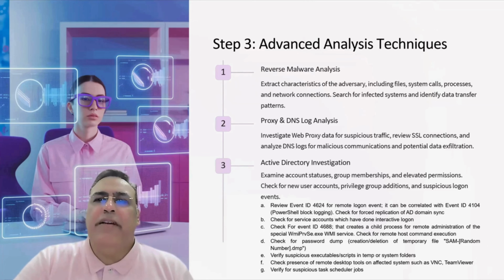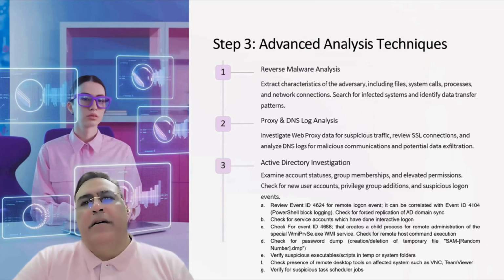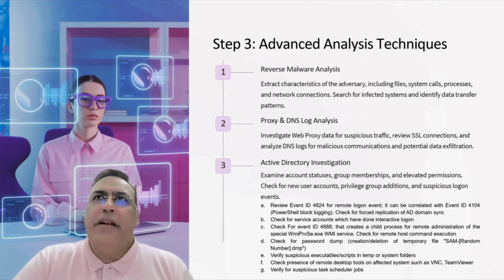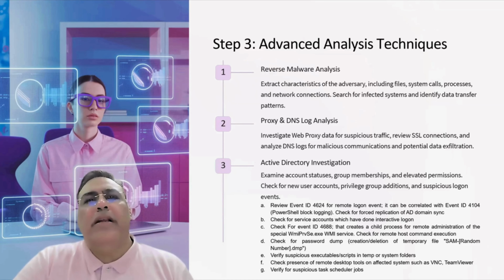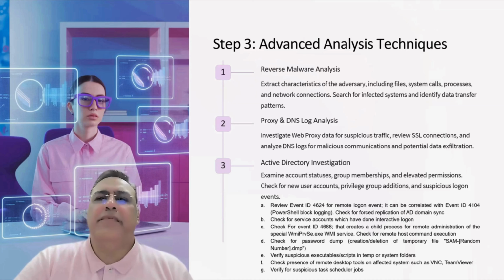We can also search for infected systems and see if there are data transfer patterns that you can identify. Typically, when data transfer happens, you will be able to find it in the proxy because there may be external sites where a large amount of data has gone from the infected system, or you may be able to identify it from DNS, like if DNS tunneling is being used, or if there are large HTTP packets going out, or utilities like rclone, which might be transferring the data.